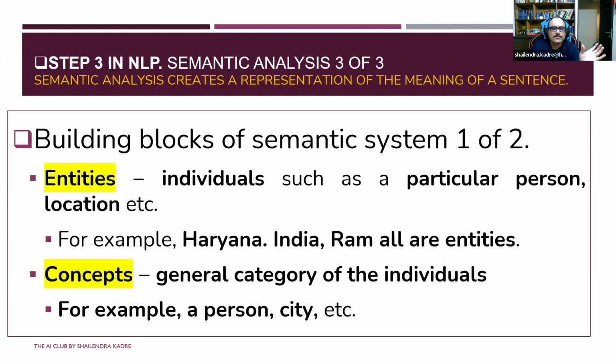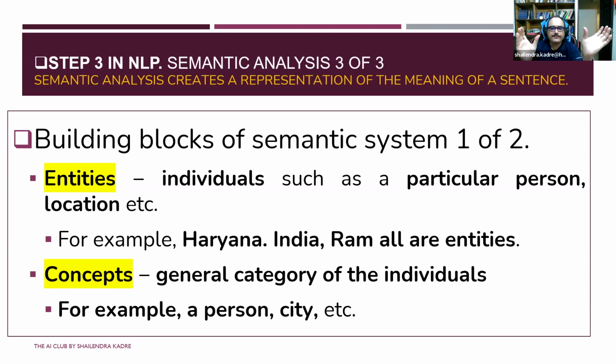Then we come to the next slide, our building blocks. What are the building blocks of semantic analysis? Suppose we do semantic analysis; what are the important constituent elements, the important parts? First is entities. Entities are nothing but individuals, like a particular person or a location. The examples given are Haryana, India, which is an entity, and Ram, the name of a person, Lord Rama. They are all entities: individual, specific names.